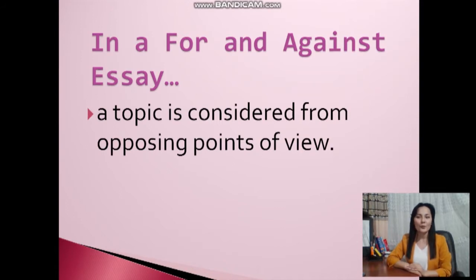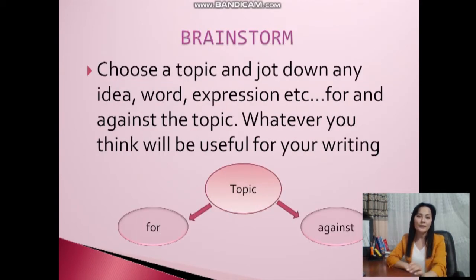First of all, let's see what for-and-against essays are. This is an essay in which a topic is considered from opposing points of view. You are required to present both sides in a fair way by discussing them objectively and in equal detail. There are some points that you have to consider. Before starting, make a list of points for and against about the topic that you would like to write about.